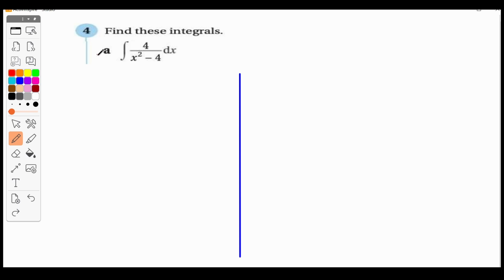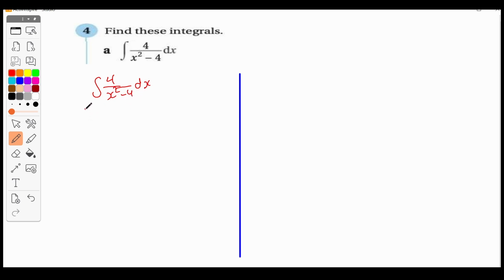Now I want you to pause the video and try to solve this one. Okay, we'll come back. Here we need to integrate 4 over x squared minus 4. This one is the same as the previous one. Here down, it's a difference of two squares.